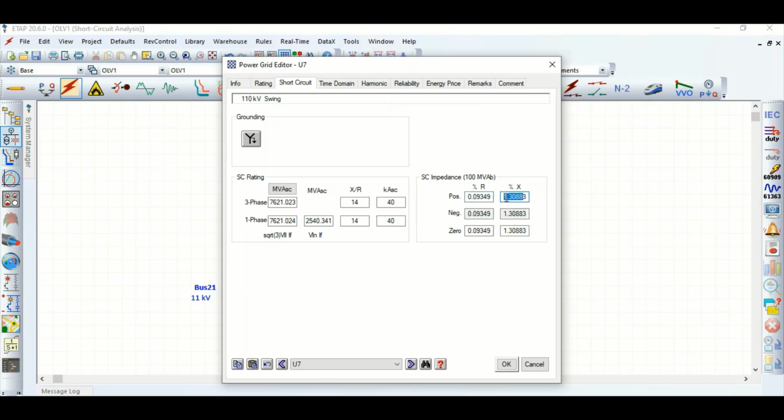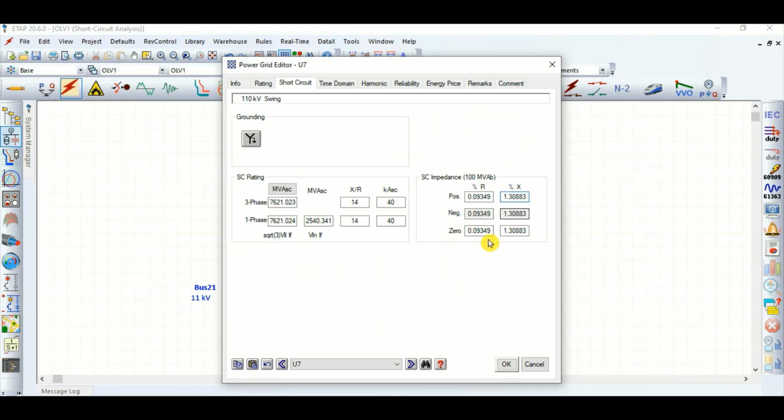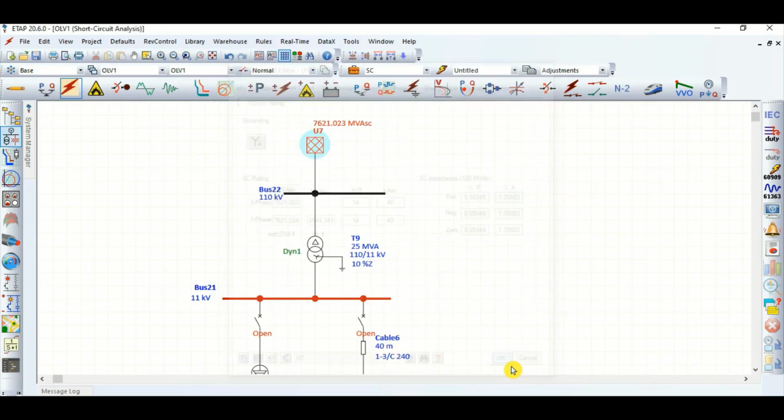And this is the per unit value of reactance X, 0.013. It is in percentage, so if we divide by 100, it is coming 0.0130883, 0.013088251, rounding off 883. So it is matching with this ETAP input. So we have done this part for this grid.